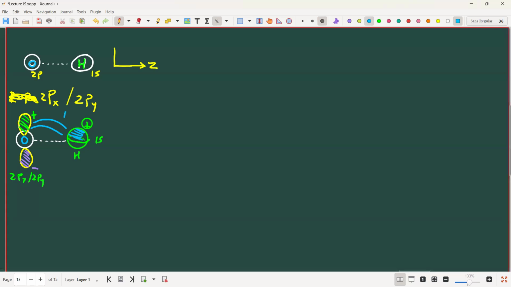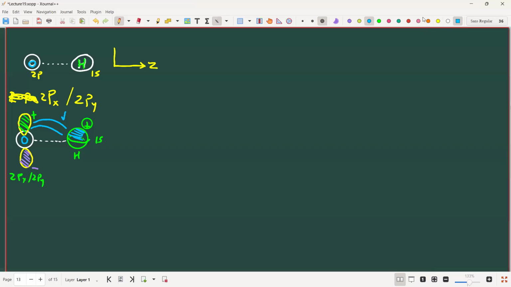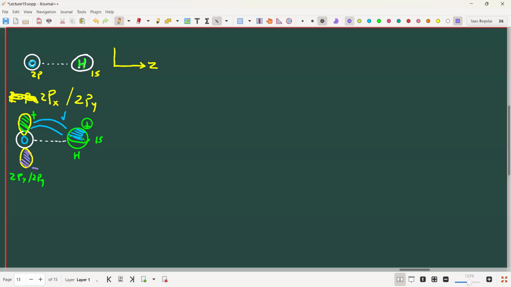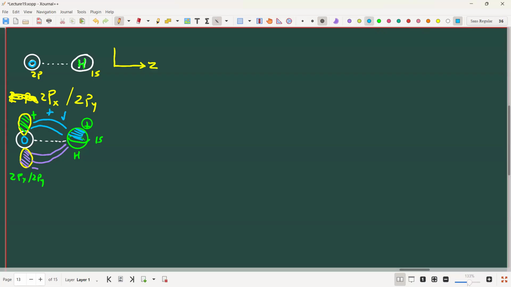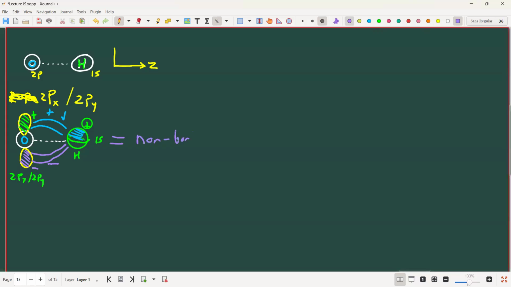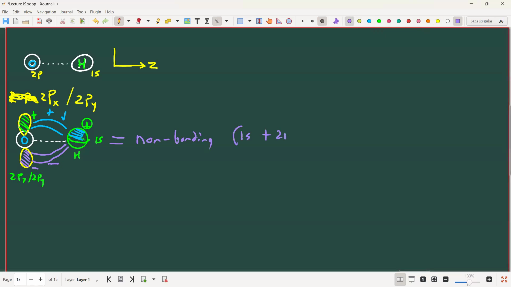So that's good. We have some positive overlap on the positive, but notice that we have negative overlap on the bottom. Right? So we have a plus contribution to our overlap here, and an equal and opposite contribution on the opposite side that cancels it out. So this is non-bonding. Okay, so 1s plus 2px, 2py is a non-bonding combination.